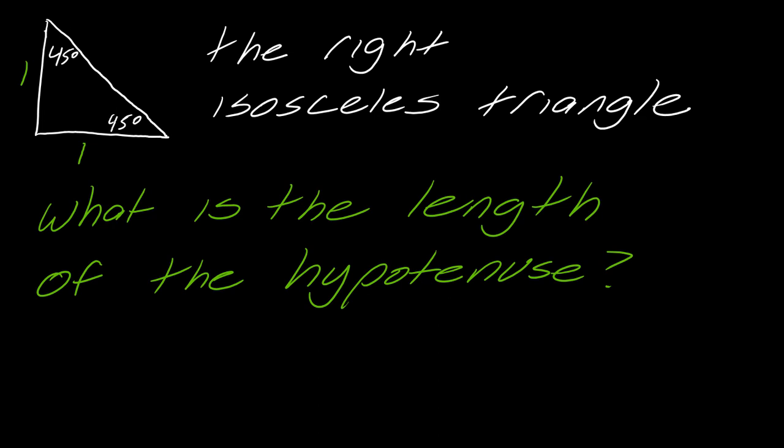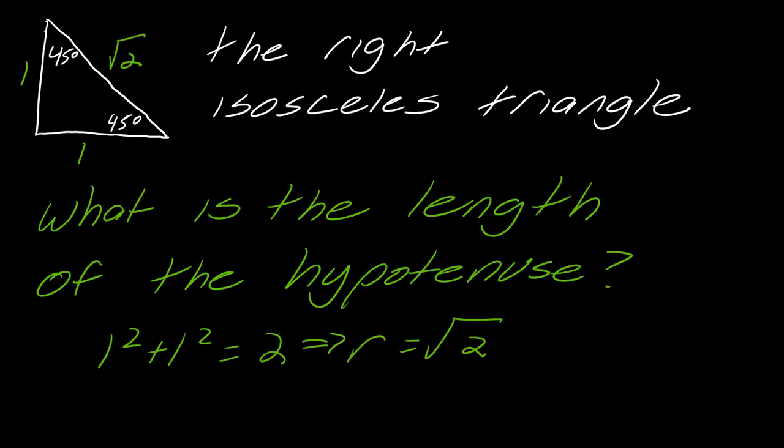Okay, so length of the hypotenuse. We've got 1 squared plus 1 squared. That, of course, equals 2, right? So then I'm going to have that, this is my c squared.